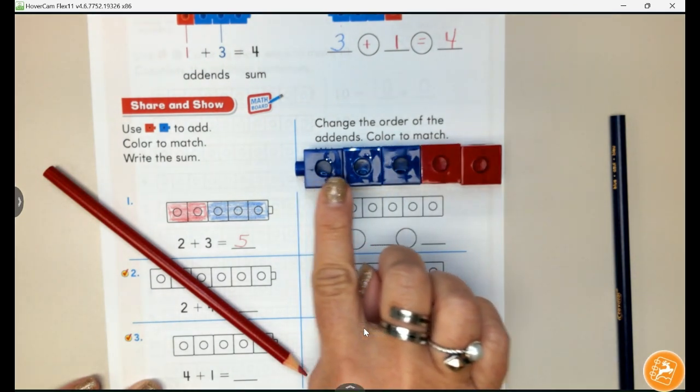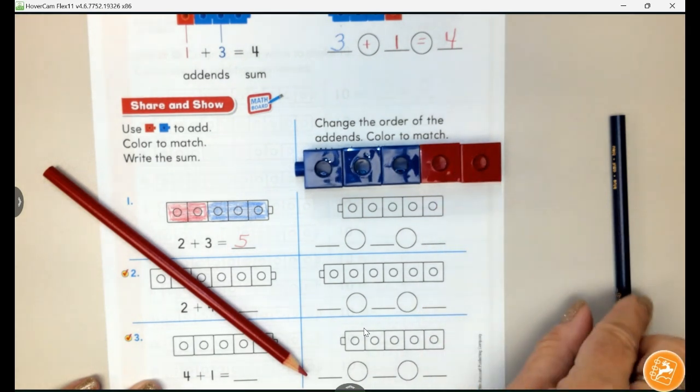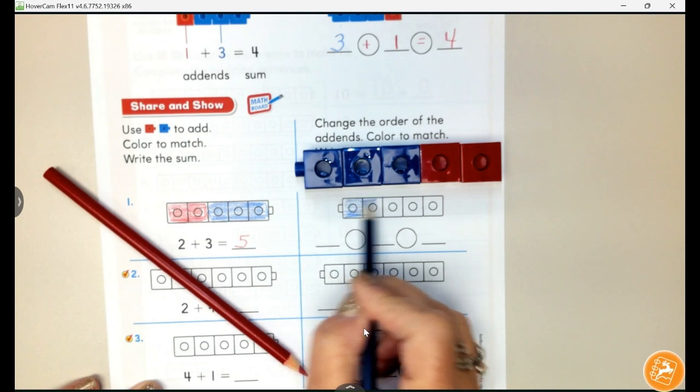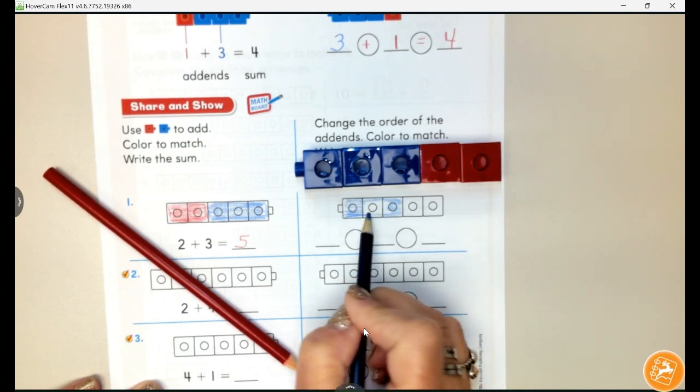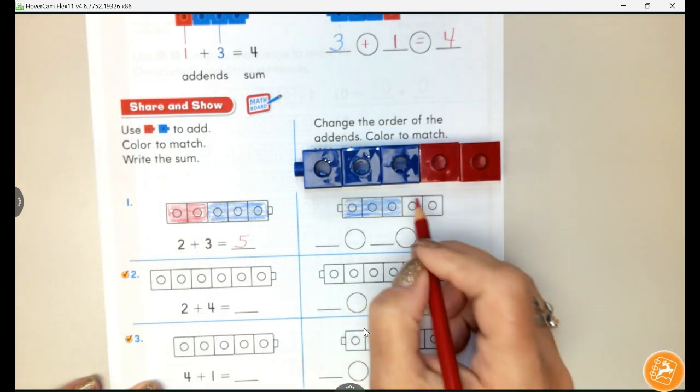Now our cube train looks like 3 blue and 2 red. So I'm again going to have my students color that 3 blue and 2 red.